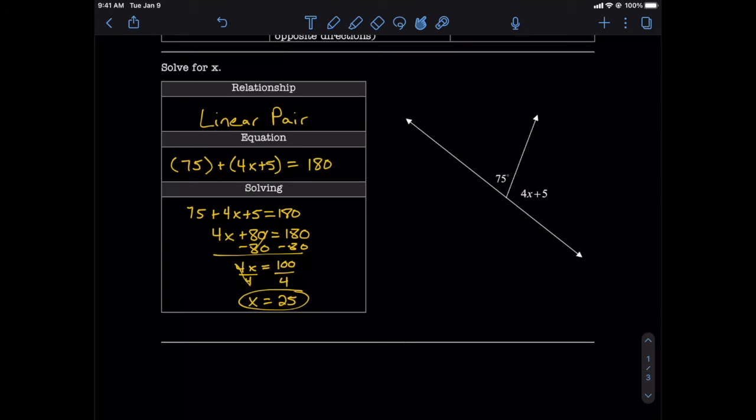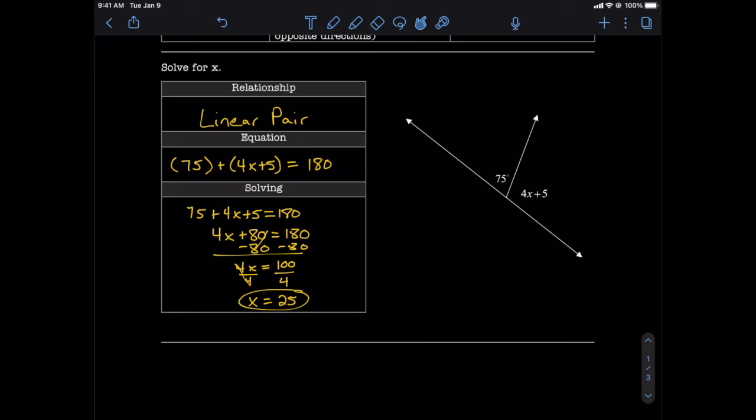Listen, I hate to generalize here, but I feel like you'd benefit from hearing this. Anytime you have a pair of angles that are supplementary, the steps are basically going to be the same. You take your two angles, plus them together, set them equal to 180, combine your like terms, plus or minus the constant over to the other side, and then divide by the number in front of the variable.